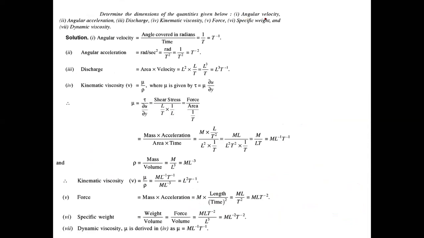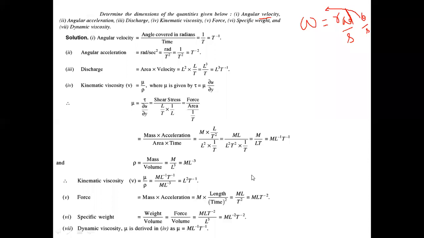We need to convert those derived dimensions into fundamental dimensions, like angular velocity. Angular velocity is omega, and the definition of omega is radian per second. Radian means angular movement, angular displacement, that is theta per second. That is the definition of angular velocity. We study this from the very basics, whenever we started physics.